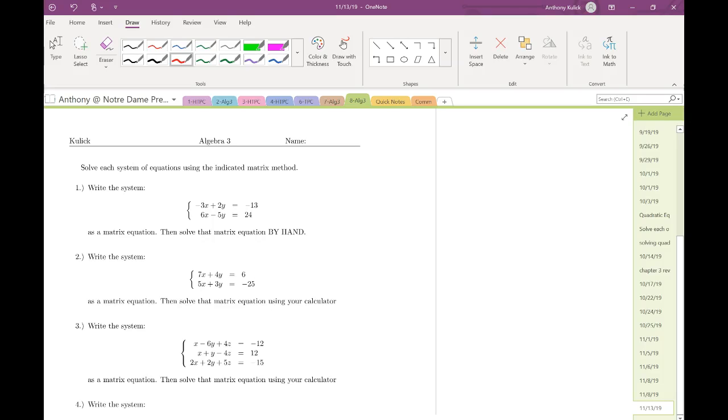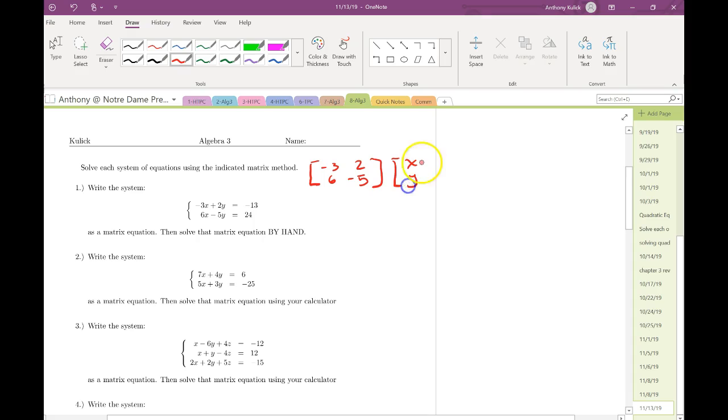So let's start going through this. For number 1, it says write the system as a matrix equation and then solve that matrix equation by hand. So the matrix equation, when we write that, we're going to have the coefficients matrix times the variable matrix equals the solutions matrix. So that's the matrix equation.